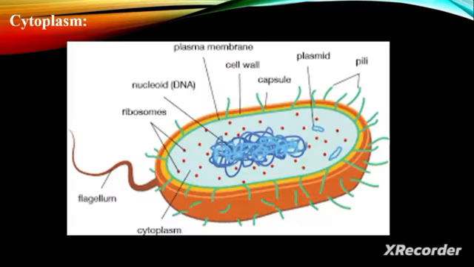Okay, let's see another component. It is known as cytoplasm. Cytoplasm is the gel-like fluid filling the inside of the cell. It is mostly water packed with dissolved enzymes, salts, and organic molecules where the cell's metabolic chemical reactions take place.